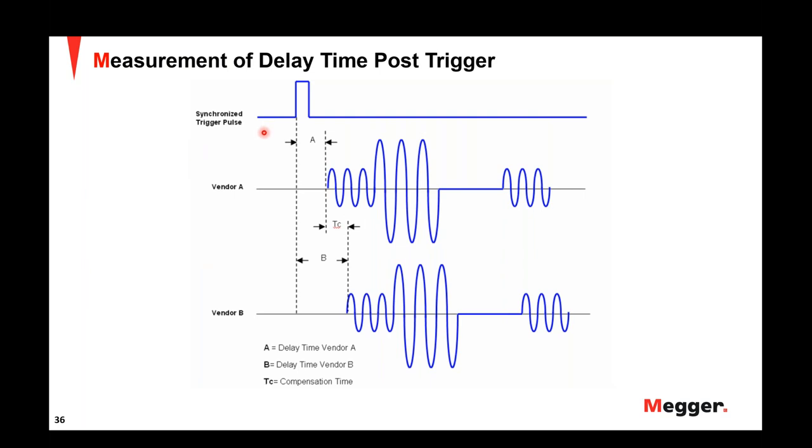And once you have that information, this is what you would see on the oscillography, where you have the pulse that was used as a trigger. Based on the pulse, test equipment A started injecting at this point in time, right? So here is the processing time for test equipment A. Similarly, you have a different time for the test equipment on the other side. The difference between those two processing times is what is called your compensation time, right? This is what needs to be compensated so that these two test equipments can be synchronized efficiently.